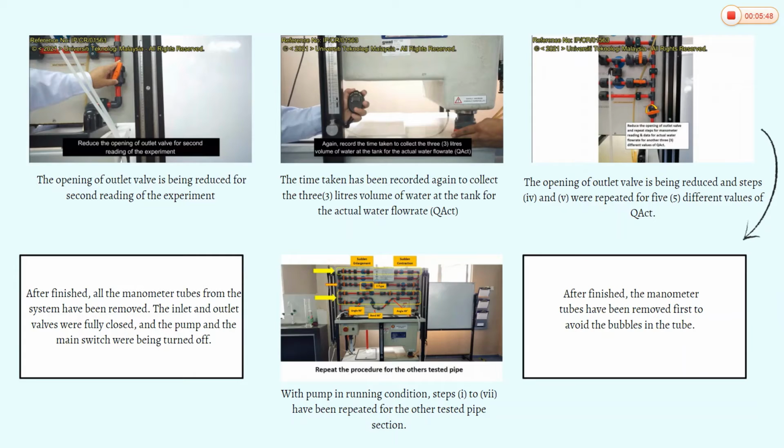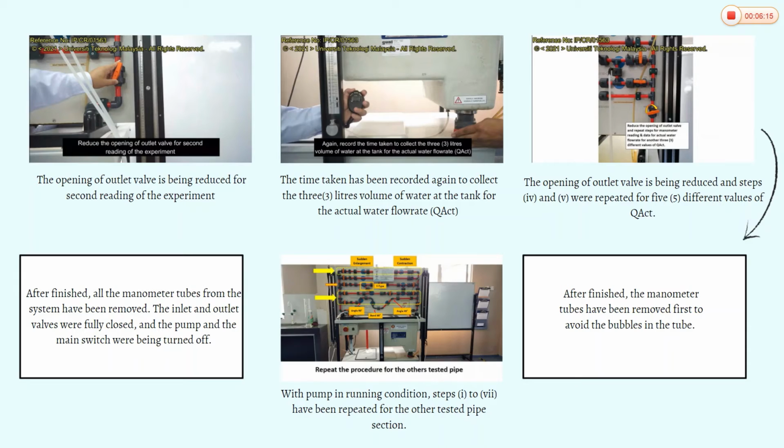The time taken was recorded again to collect 3 liters volume of water at the tank for the actual water flow rate. Then the opening of the outlet valve was reduced, and step 4 until 5 were repeated for 5 different values of water flow rate.